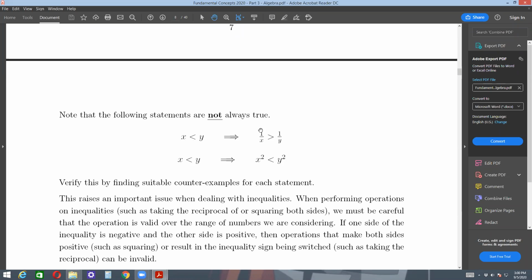Actually, they only work if everything is positive. So if x and y are positive and x is less than y, then yes, this is true. But if x is negative, it isn't true. Also, if x is 0, it isn't true.